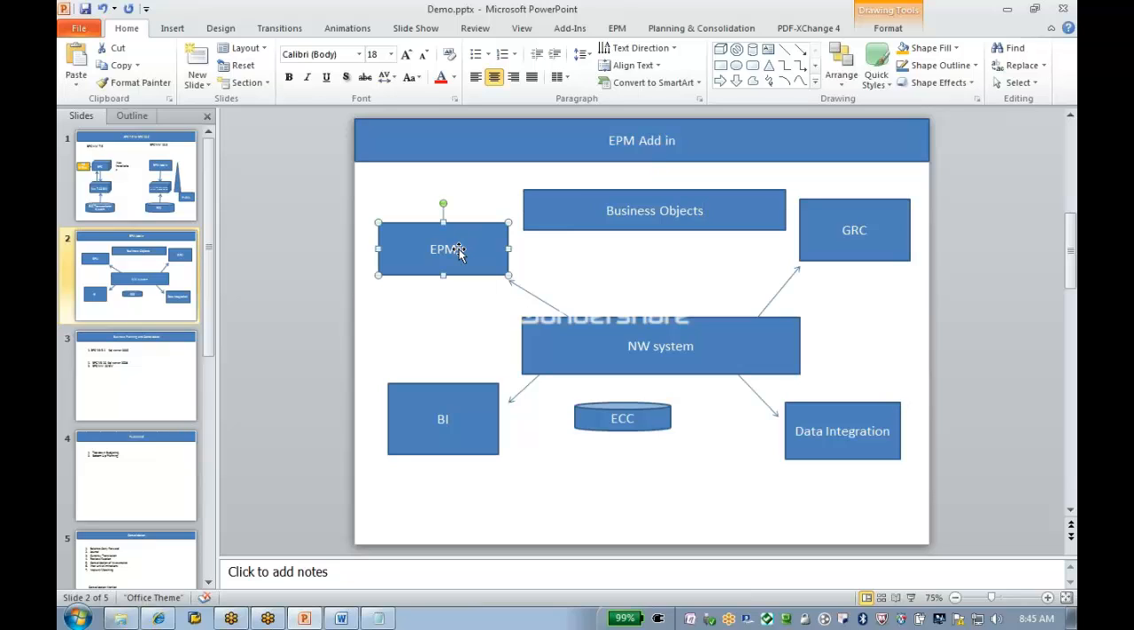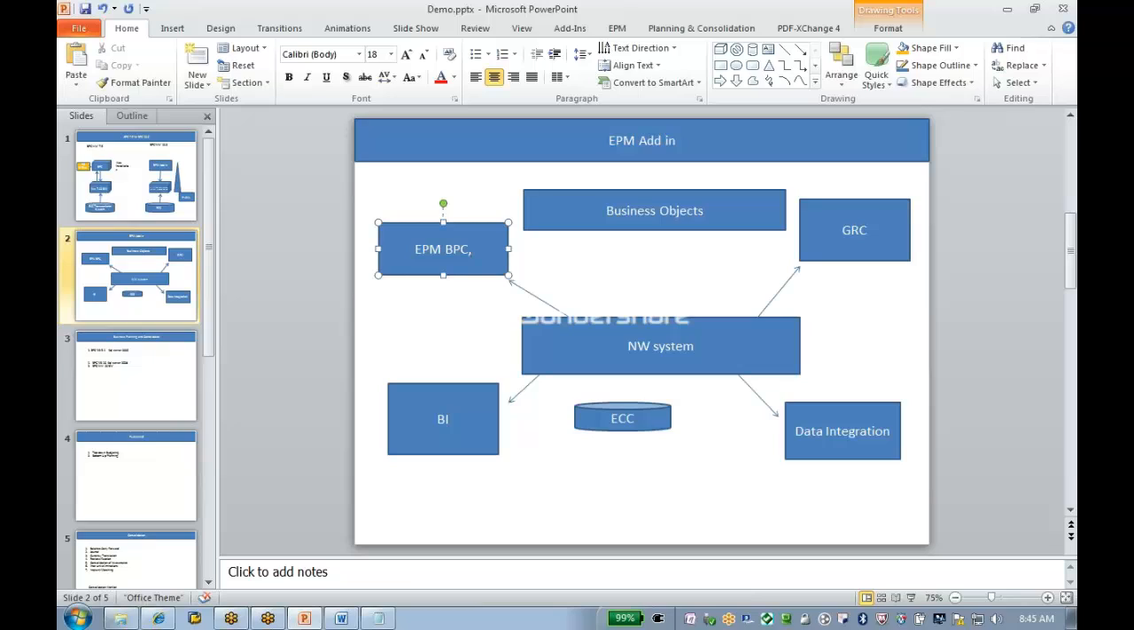So EPM, what is this component? EPM basically means Enterprise Performance Management. In this EPM, you have planning related products, strategy related products, supply chain related products, consolidation related products, and some other extended analytics. What are the planning related products I have in EPM? BPC. It's a planning related product.